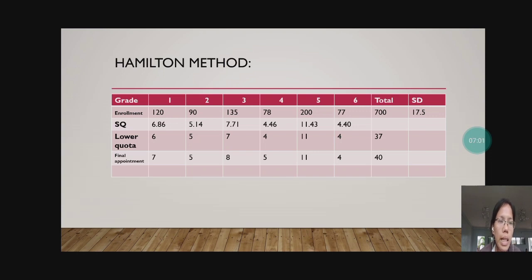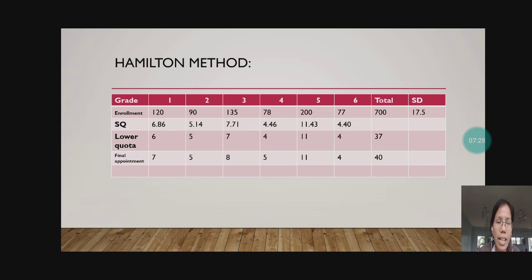So ang total niya kay 40. So insakto na siya sa gihatag nga apportion. So aray maestra sa grade 1 nga 7 ka teacher, sa grade 2 ara siya ibutang nga 5 ka teacher, sa grade 3 ara siya 8 ka teacher. And then sa grade 4 ara siya 5 ka teacher nga ibutang, and then sa grade 5 ara siya 11 ka teacher kay siya ang pinakadamoy enrollment. And then ang grade 6 ara siya 4 ka teacher.